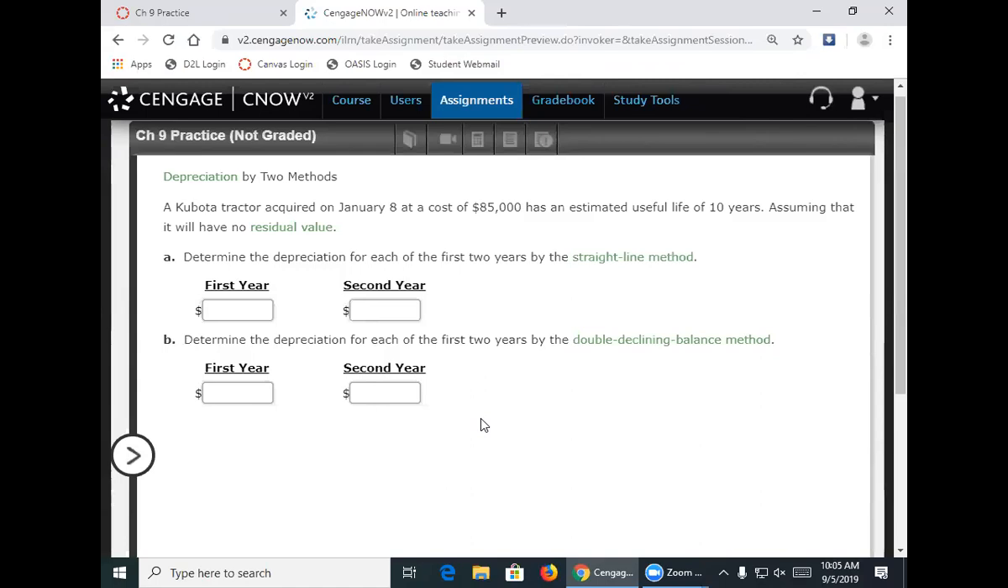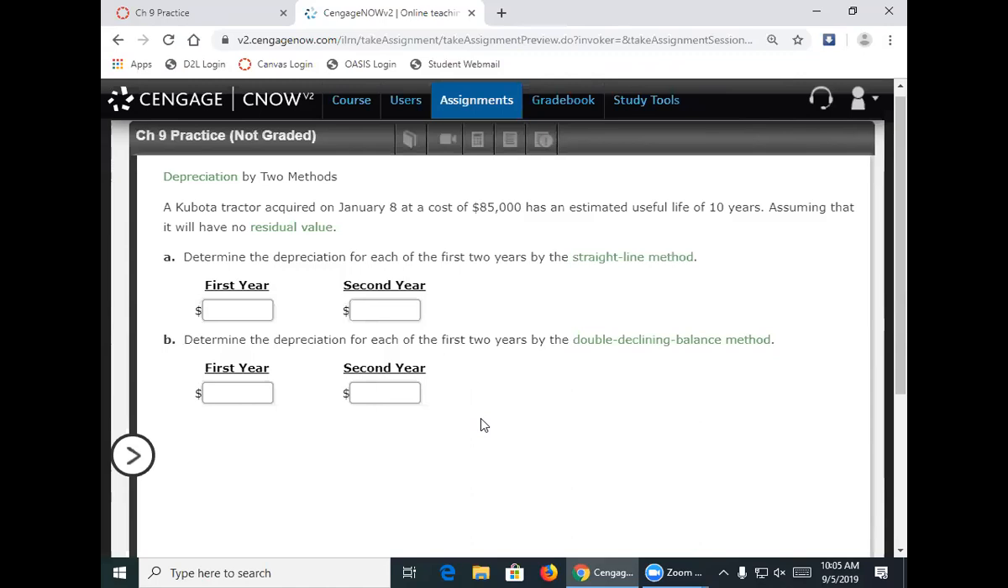Okay, so that's straight line. I'm going to put SL for short, straight line method. Well, we have a cost of $85,000 and no residual value. That makes it easy, right? So our depreciable cost is the full $85,000 divided by 10 years. So it should be 85,000 minus 0, technically, divided by 10. So under the straight line method, we are going to depreciate this asset $8,500 each year for 10 years.